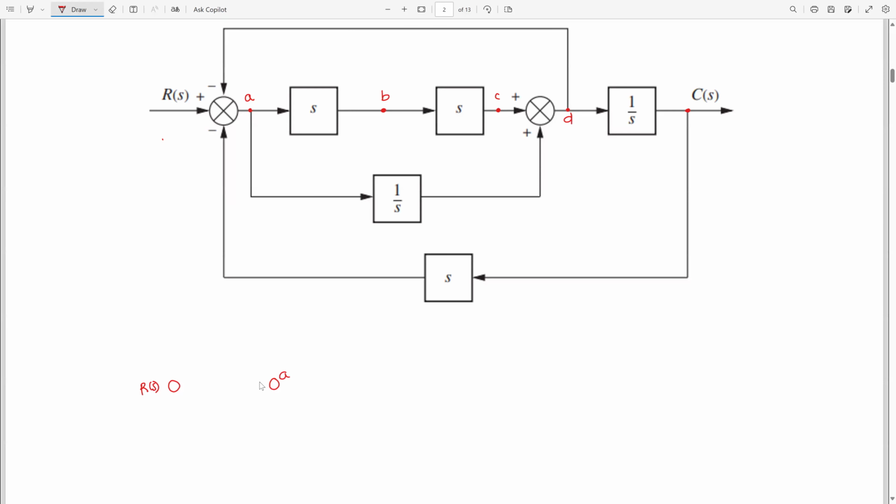And then the next signal is this right here, B. And then the next node is C. Then the next node is D. And then the next node is C of S. Right. Okay. Now I just have to connect them. So right now I'm just focusing on the forward path.